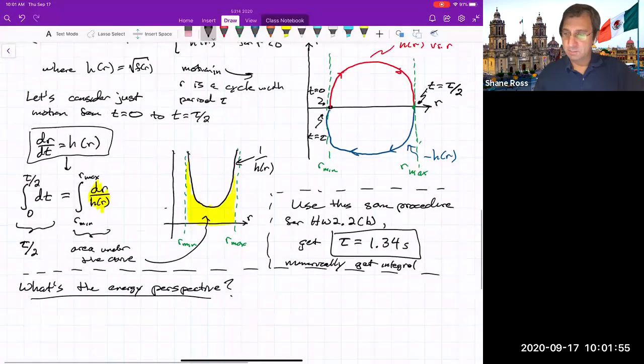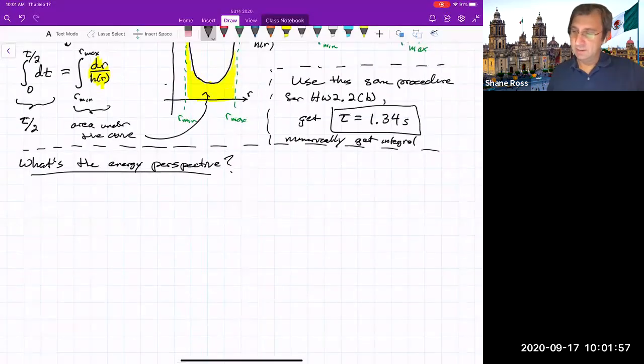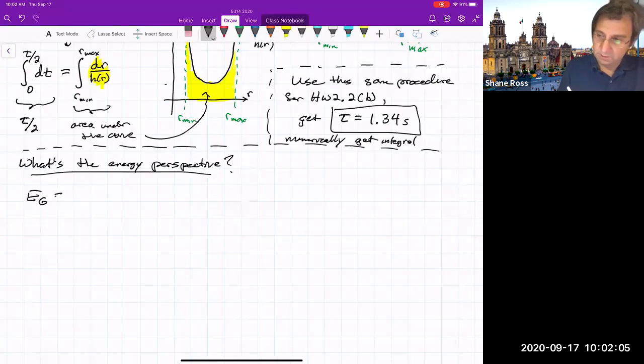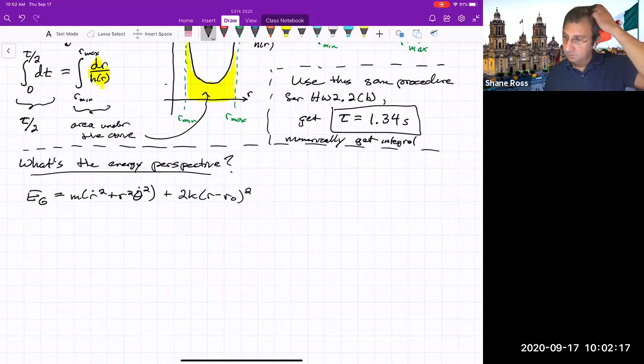So what's the energy perspective? Let me just rewrite the energy from above since it's off the screen: m r dot squared plus r squared theta dot squared, plus 2k (r minus r naught) squared.